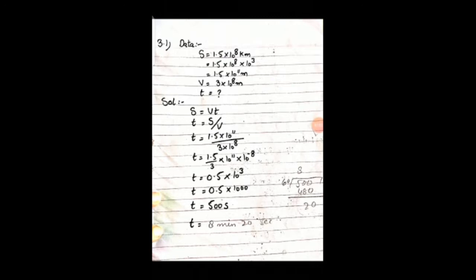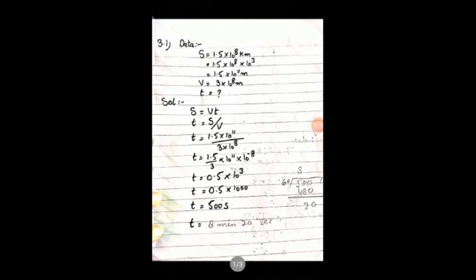Since the unit of speed and distance is in meter, you have to convert this into meter. How are you going to convert it? 1.5 exponent 8 into 1000. If we do this, it is converted into meter. Simply, we converted the distance.